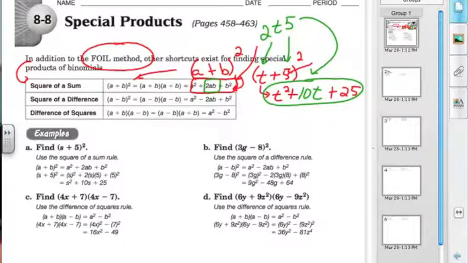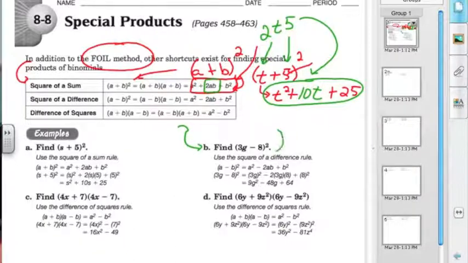Alright, the second one is the square of the difference. Very similar to the square of the sum. You square the first part of the binomial, you square the second part of the binomial. The middle part, instead of being a plus 2ab, is going to be a negative 2ab. So, an example of that is going to be example B here.